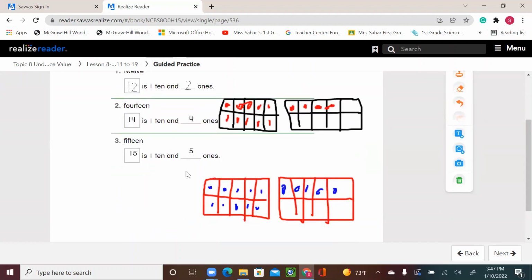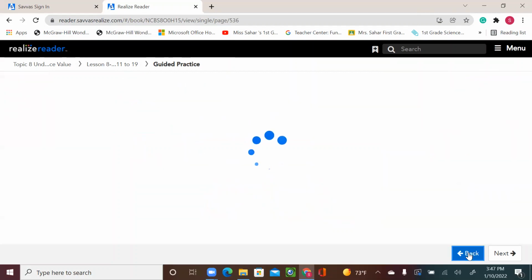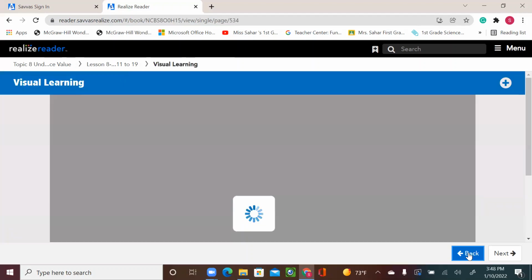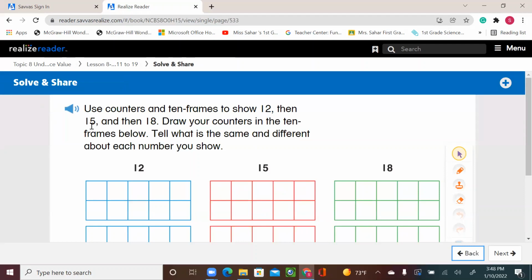Okay, so that's your guided practice on page 326. 14, I have a group of 1 ten and 4 ones. 15, I have a group of 1 ten and 5 ones. Okay, let's go back to the first question. We have it here. Use counters and 10 frames to show 12, then 15, and then 18. Draw your counters in the 10 frames below. Tell what is the same and different about each number.